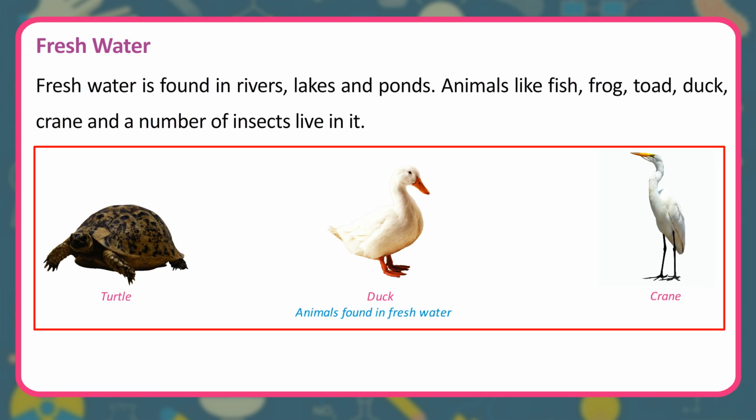Freshwater. Freshwater is found in rivers, lakes and ponds. Animals like fish, frog, toad, duck, crane and a number of insects live in it. Turtle, duck, crane.